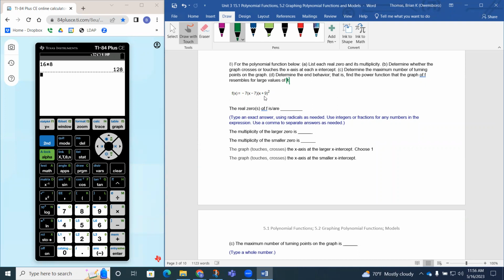So to find the zeros, notice it's in factored form. So all we got to do is set the factors equal to 0. I can just set the whole thing equal to 0, I should say. -7 times x minus 7 times x plus 9 squared is equal to 0. Notice it's already factored. Notice that I can divide the -7 out. So all I really got to do is set these two to 0. So I have x minus 7 is equal to 0. Notice I have this x plus 9 twice.